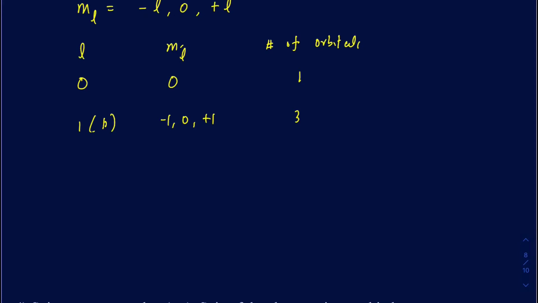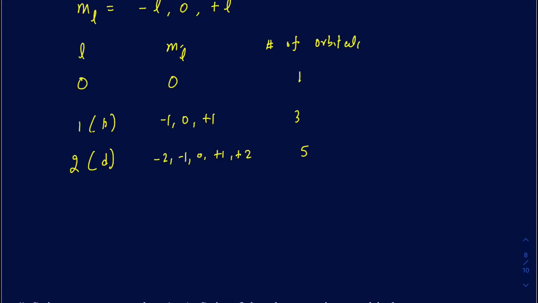Moving along, if the value of L is 2, which means you're in the d subshell, then it's going to be minus 2, minus 1, 0, plus 1, plus 2. That actually gives you 5 values, so that means you're going to have 5 orbitals in the d subshell.